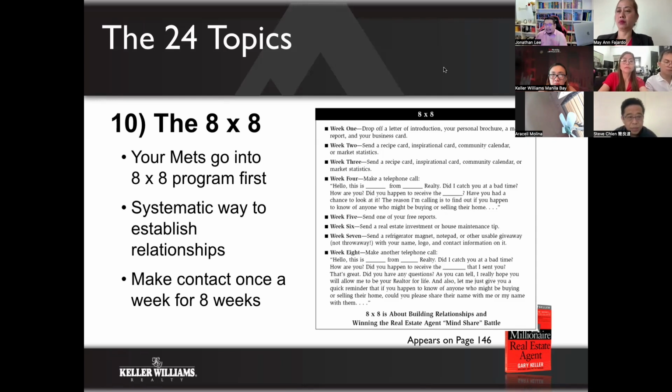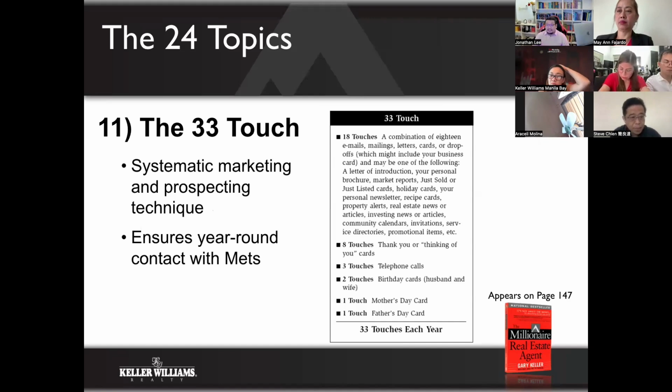So the 8x8 process or program is to help you build and establish a good relationship. Now, after 8 weeks, if they're not ready to buy, what will happen? You will do something else. You do 33 touches, right? These are, again, feel free to screenshot. 18 touches of a combination of many things.